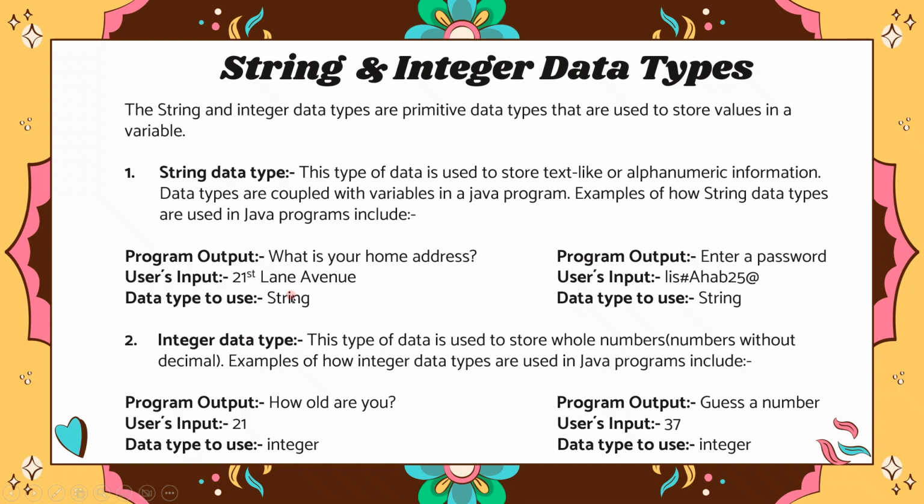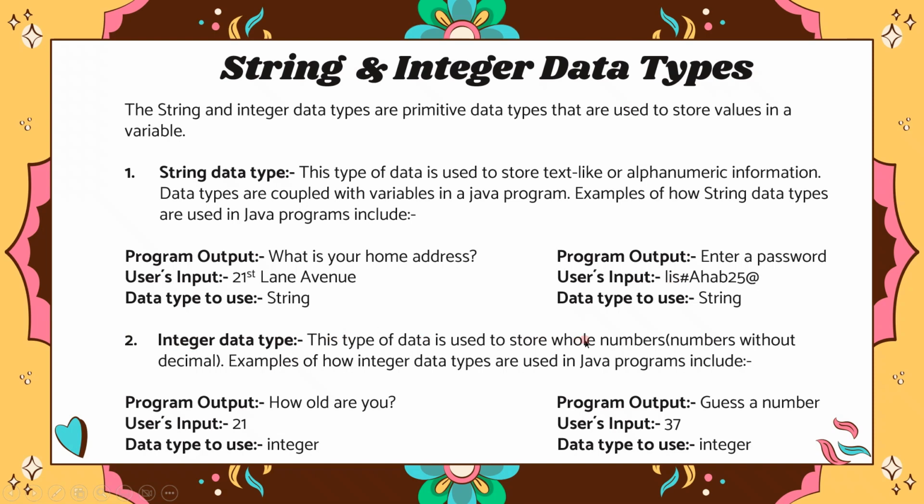So when you are actually assigning a specific type of data to store this information, it's going to be string. Let's look at the second example. Enter a password. A password is also alphanumeric. It's made up of letters, characters, and numbers, but it's still stored under the string data type. So it can't be stored under integers or numbers because it's not solely numbers, but a mix of different things. So these are examples of information that you receive from the user that are stored under string data types.